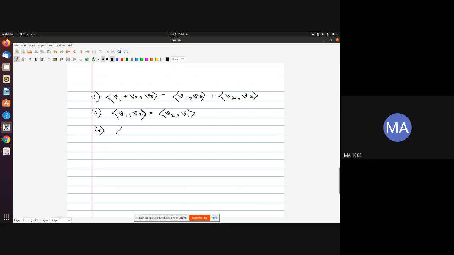And the fourth one is again with respect to the first coordinate. Now, a question which must come to your mind is: what happened with the second coordinate? Because the second axiom and fourth axiom are talking about the first coordinate. Why are we not talking about the second coordinate? Because the second property is linearity with respect to the first coordinate, as I have mentioned.